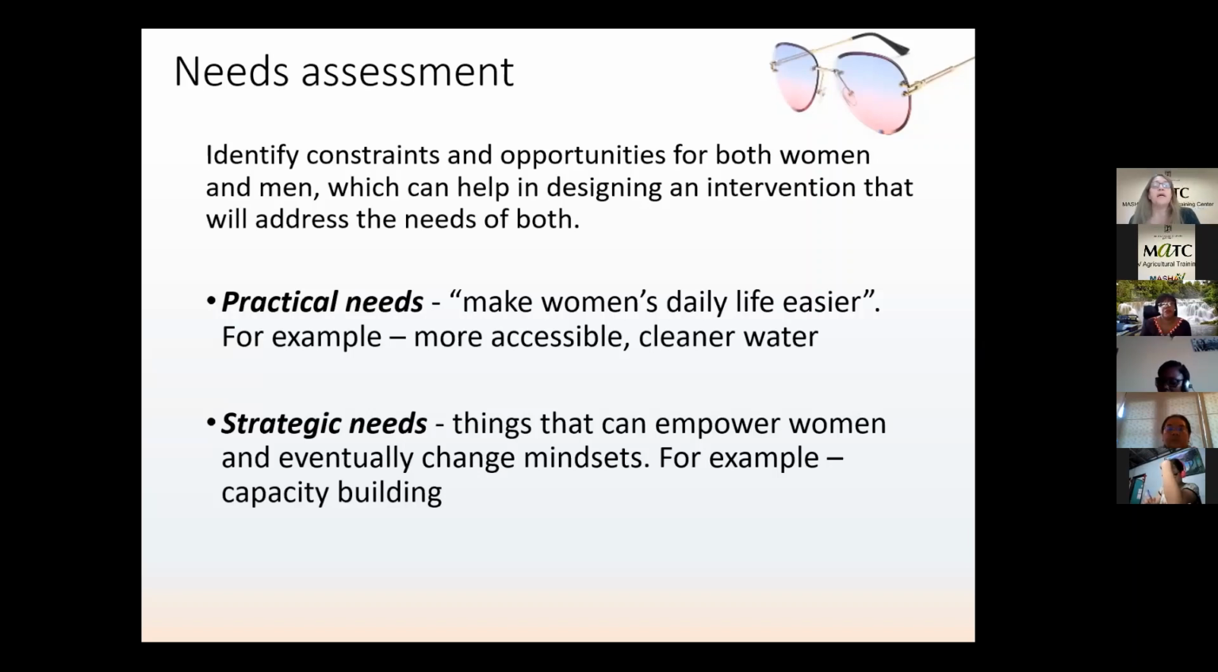Addressing practical needs means interventions that make women's life easier. For example, making water more accessible to women. Strategic needs, on the other hand, are things that can empower women in the long term and eventually change mindsets. For example, capacity building or gender quotas in important committees within the project or within the community.